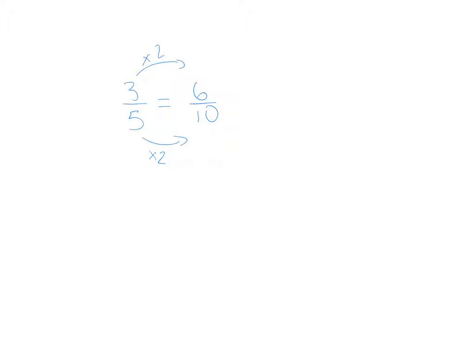Now, let's say I had 10/15. One thing we like to do is write equivalent fractions in the simplest form. What we want to do is ask ourselves, what can we divide the top and bottom number by to make this an even smaller equivalent fraction? So we want to reduce this.